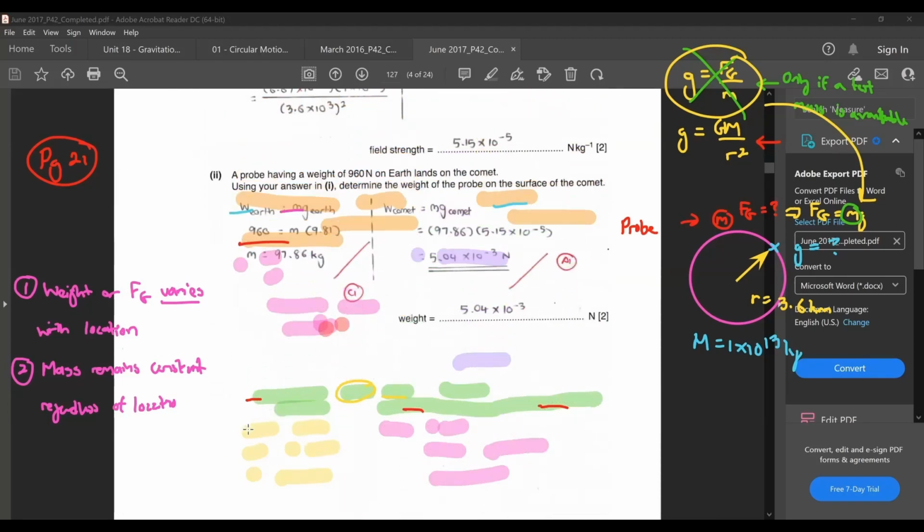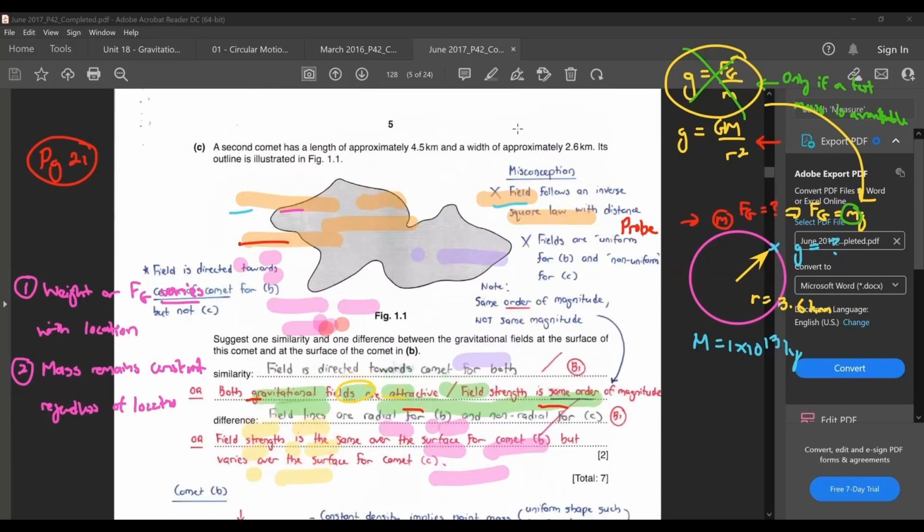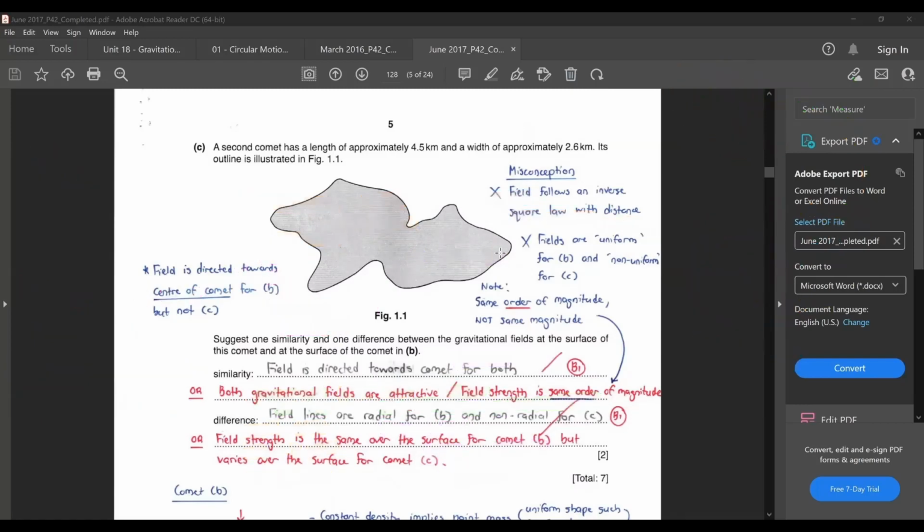Okay, the other one would be part C. Part C is more on testing your knowledge of field lines. So let me clear off the drawing. Now, in part C, they told you that a second comet has a length of approximately 4.5 kilometer and a width of approximately 2.6 kilometer. The outline is illustrated in the figure below here. Suggest a similarity and a difference between the gravitational fields at the surface of this comet and at the surface of the comet in B.